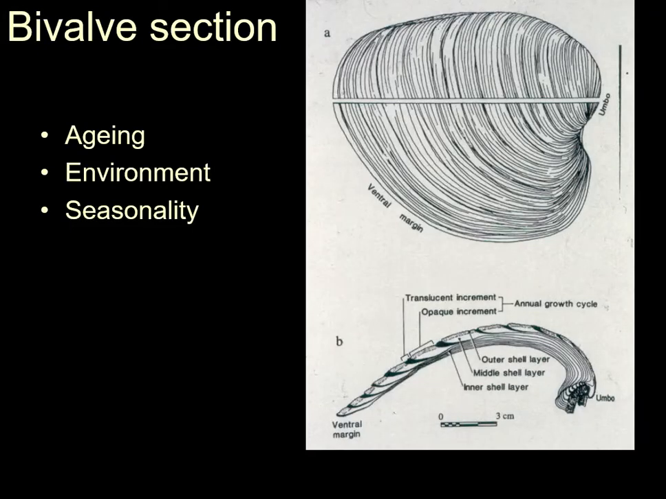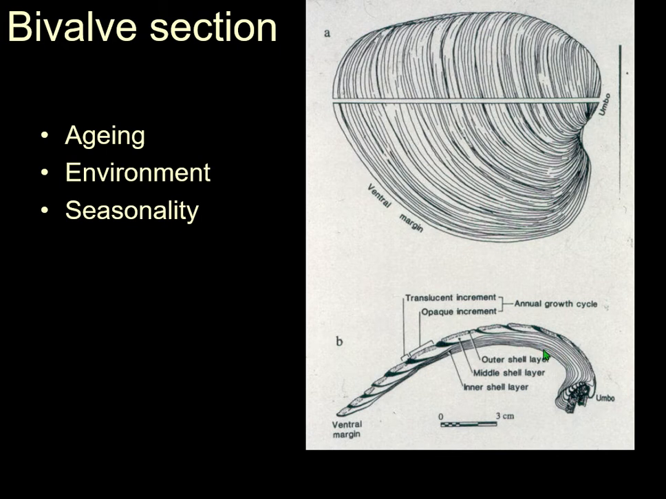However, shells are quite useful things to look at by looking at the section of them. You can do things like age them, see how old they are. You can see what environment they lived in. Each of these lines here are growth rings, annual growth rings, and so by counting these rings you can age it by looking at when they were deposited as calcium carbonate.